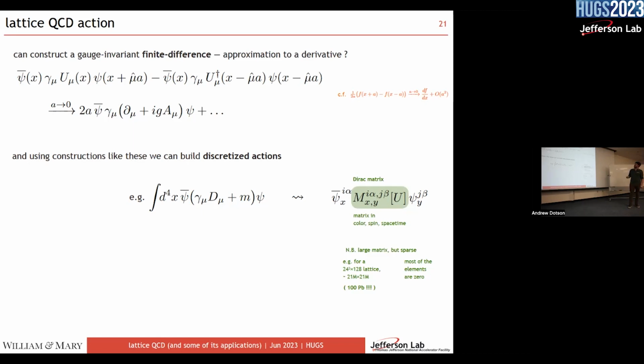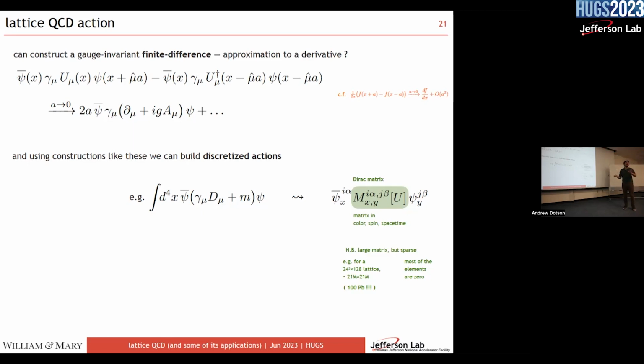Okay. And then you say, well, what is this quantity? Well, we can Taylor series expand this quantity in small a, just like you would do over here. And lo and behold, what you get out of it is something that looks like the first term of the QCD Lagrangian. So that's what you want. The idea is this is a discretization of the first term in the QCD Lagrangian.